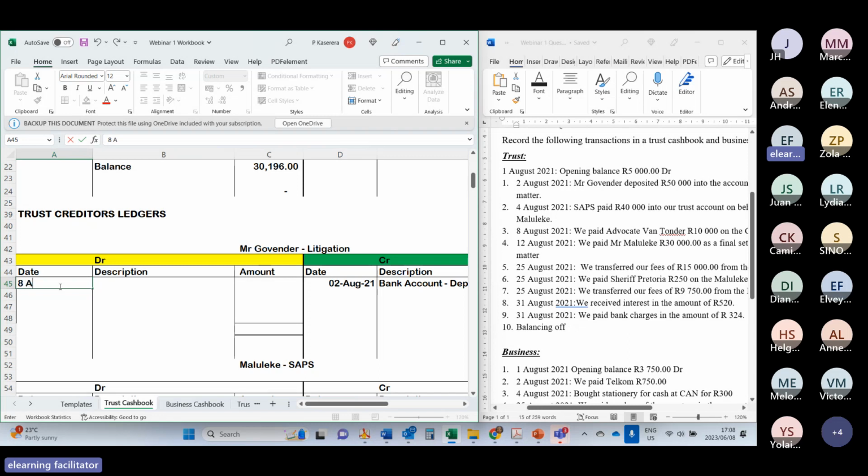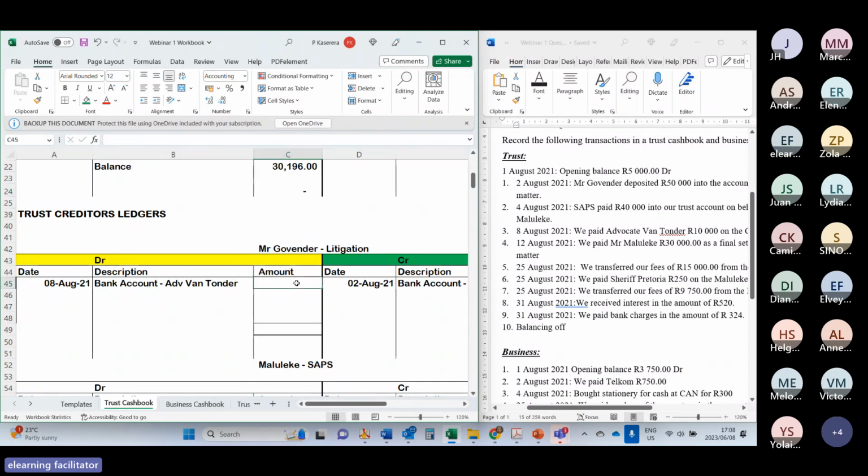The reason it's a debit to the ledger is that we are indicating that we have paid. We are reducing what we owe our client, what we owe our creditor. That's why we say it's accounting. We are accounting for each transaction so that at the end of the day, we can tell whose money it is in the trust account.